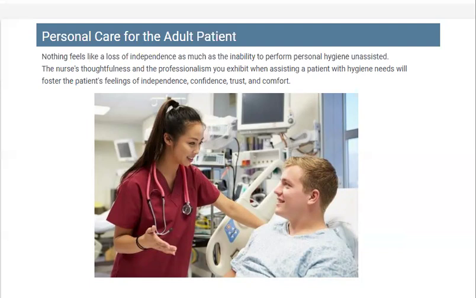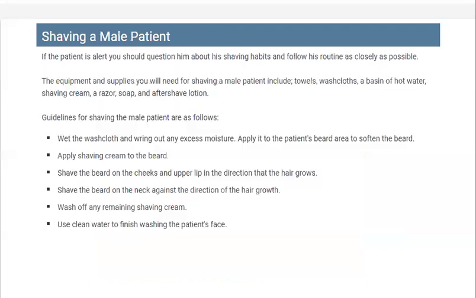Shaving a male patient. If the patient is alert, you should question him about his shaving habits and follow his routine as closely as possible. The equipment and supplies you will need for shaving a male patient include towels, washcloths, a basin of hot water, shaving cream, a razor, soap, and aftershave lotion. Guidelines for shaving the male patient are as follows.